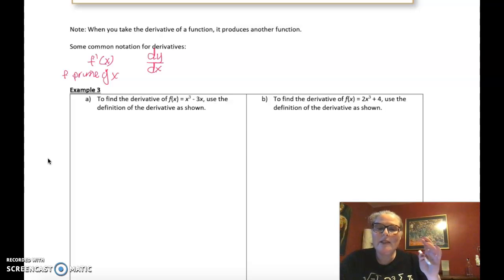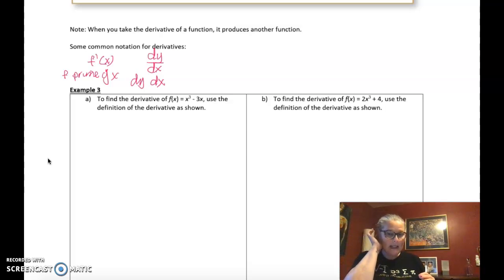D stands for delta essentially, but I have applied a limit to it. So instead of writing delta, now we're writing the letter D, which indicates that a limit has been applied. And here we write dy dx. That's how it reads. So when I say dy dx, it means dy over dx. Another common one is just y prime, like that.